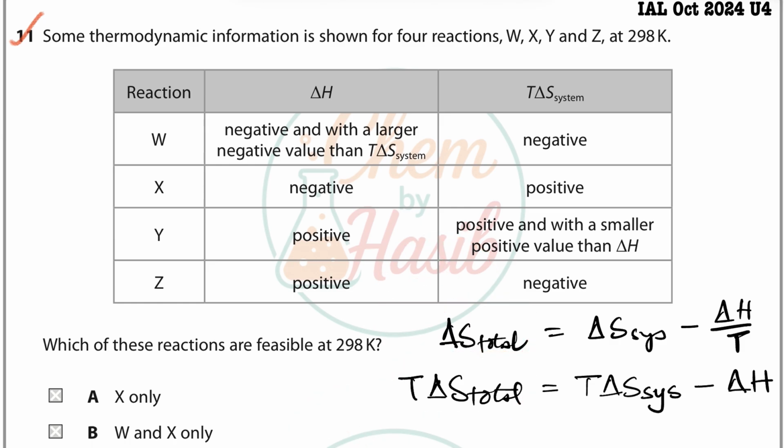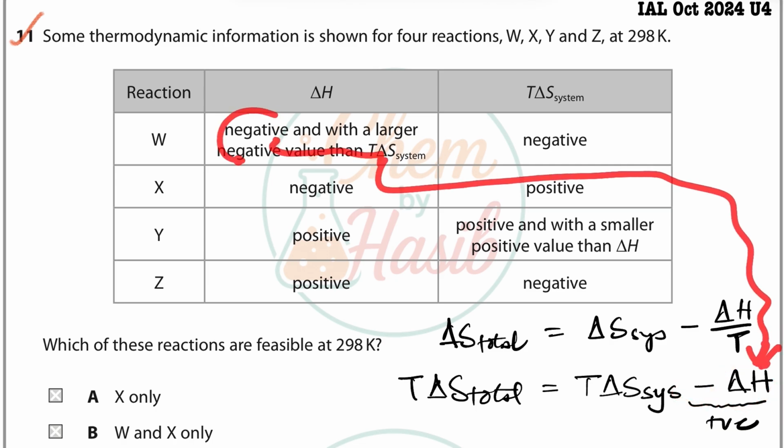So now let us compare option W. In option W, del H is negative. If del H is negative, then minus del H will become positive, right?